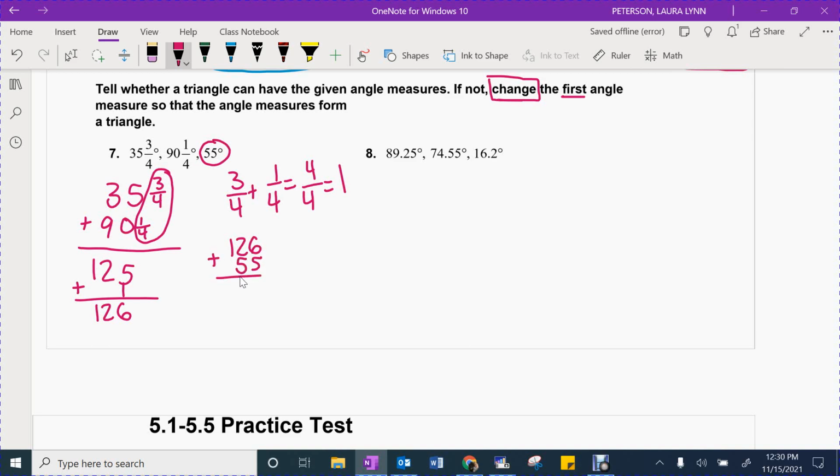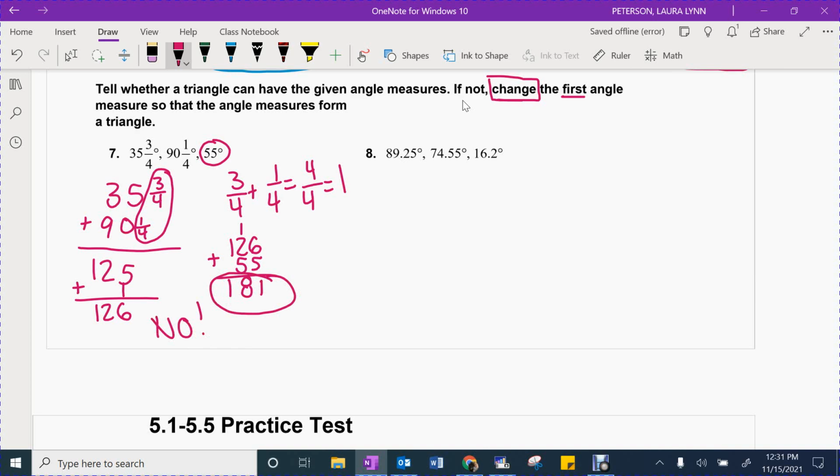And to see what we get from here. 6 plus 5 is 11. I carry my 1. 2 plus 5 is 7, plus my remainder is 8. And 1 plus technically 0 is 1. So I just added this up, and I got 181. Well, if it needs to be a triangle, it has to be 180. So no, this does not work.